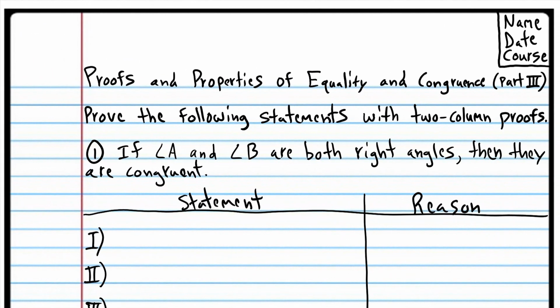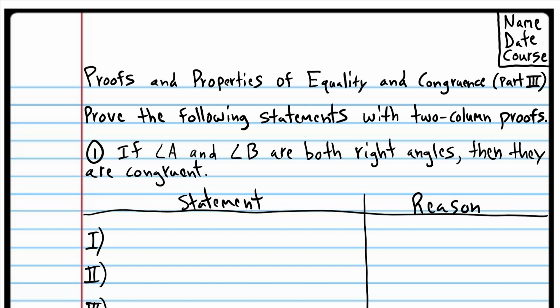In the last two classes, we learned how to show statements are true with two-column proofs. We're going to continue to do that in this class, but we're specifically going to prove the Right Angle Congruence Theorem, the Congruent Supplements Theorem, the Congruent Complements Theorem, and we're also going to show what perpendicular means, the word perpendicular.